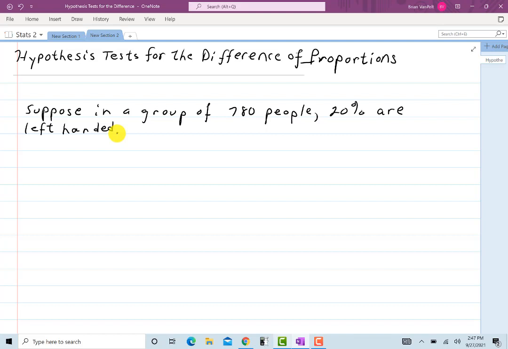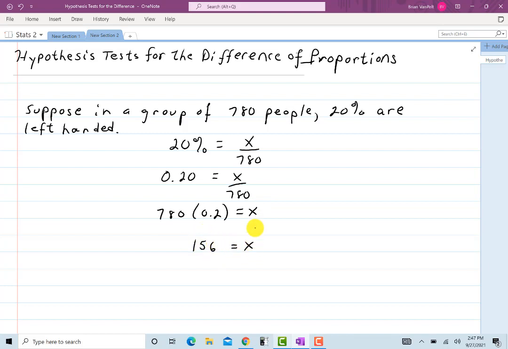Well, you can do it in a couple of ways. We could say the 20% is equal to a certain number of people out of 780. So if I wanted to figure out how many people that was, let me convert the 20% to 0.20 equals x over 780. Then I'll multiply both sides by 780, and when you multiply that together, we get 156 equals x. So all this is saying is that the 20% is the same as 156 over 780.